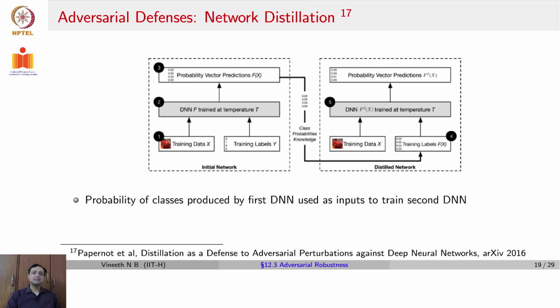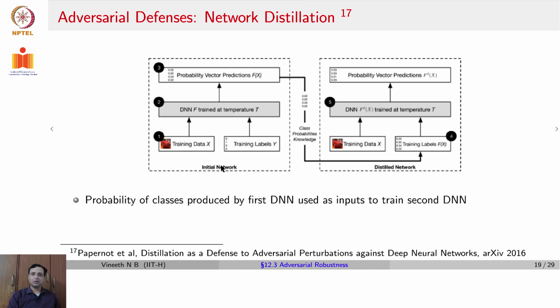Another defense is based on an approach called network distillation. We'll see the idea of distillation more closely in the next lecture, but we'll give a high-level idea here. You have an initial neural network which is given training data and training labels, and this network outputs a vector of logits or a softmax probability distribution as its output. Now, the distilled network learns using these probability vector predictions instead of the original one-hot training labels.